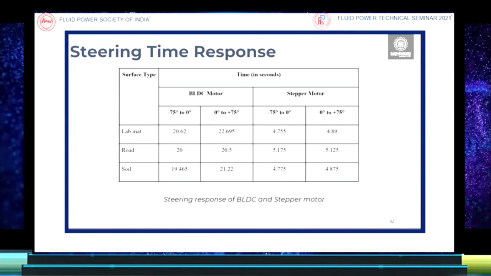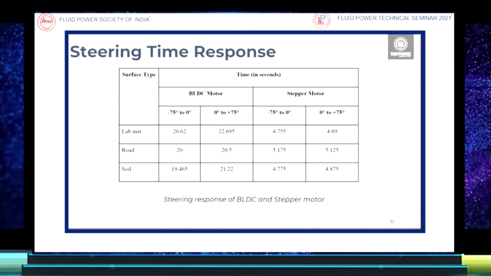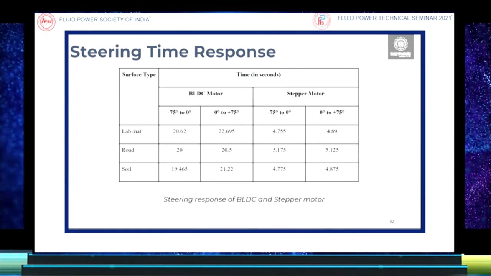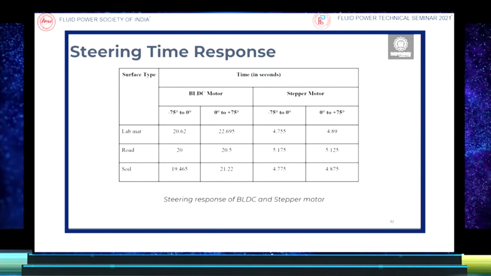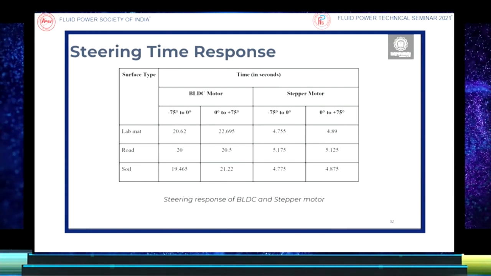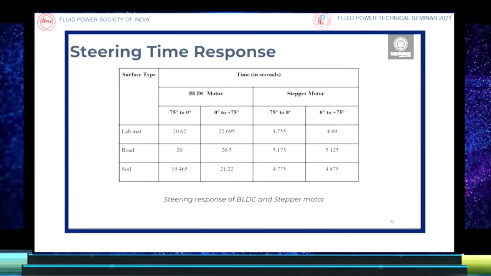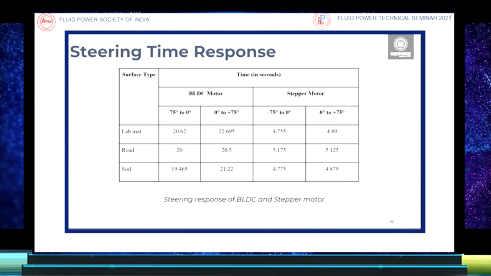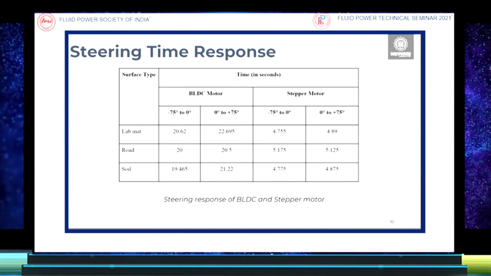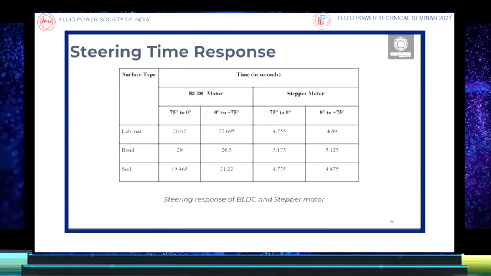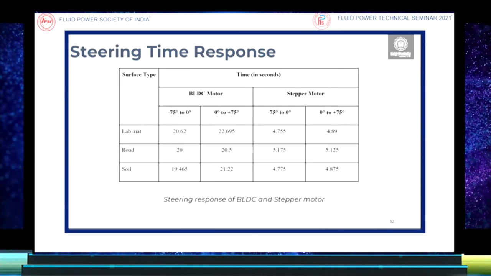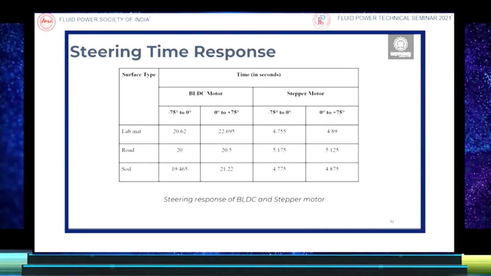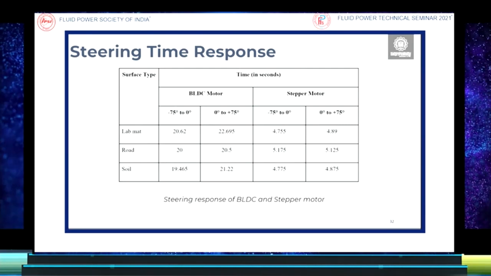So when we tried with the BLDC motor, it took nearly 20 seconds to reach 75 degrees on a lab mat, whereas in the soil it took nearly 20 seconds. So it is not at all sufficient. By the time it reaches the desired position, the vehicle will be in a different position, right? So that is going to be very challenging for us. So we changed our motor from BLDC to stepper motor, and we were able to achieve control in less than 4 seconds. Now we can maintain a straight line because the vehicle is going to run at a maximum speed of 3 km/h.